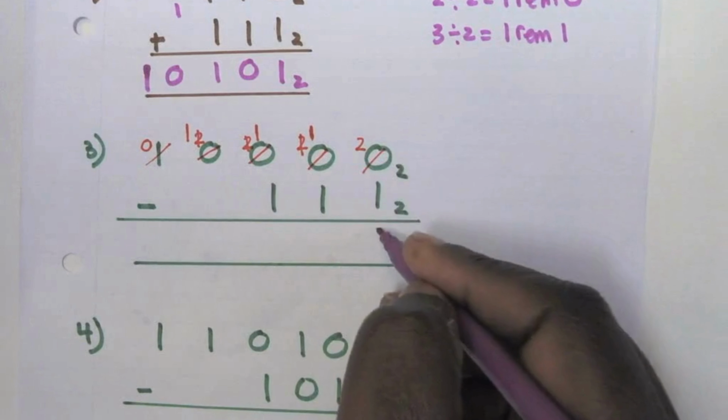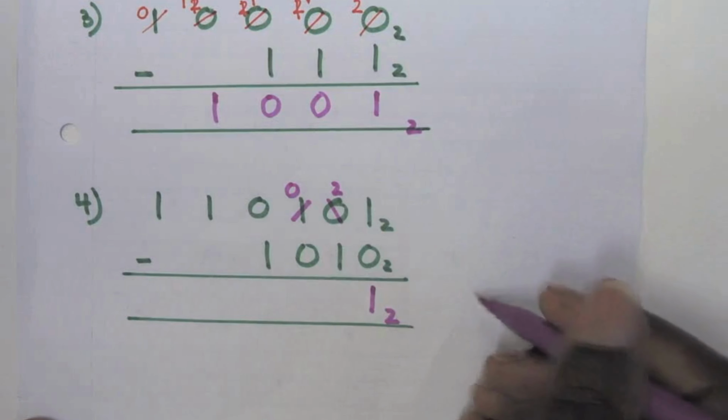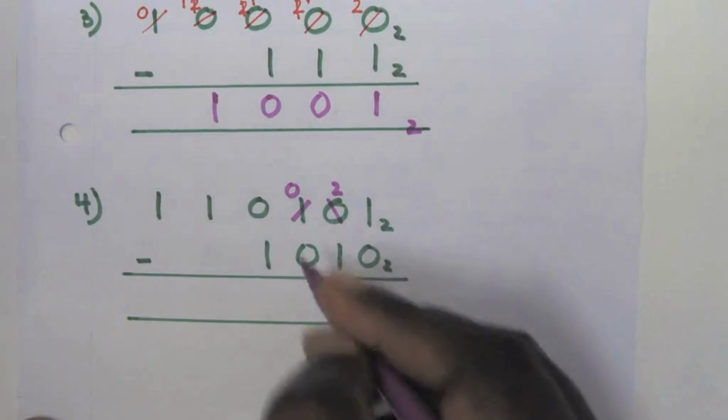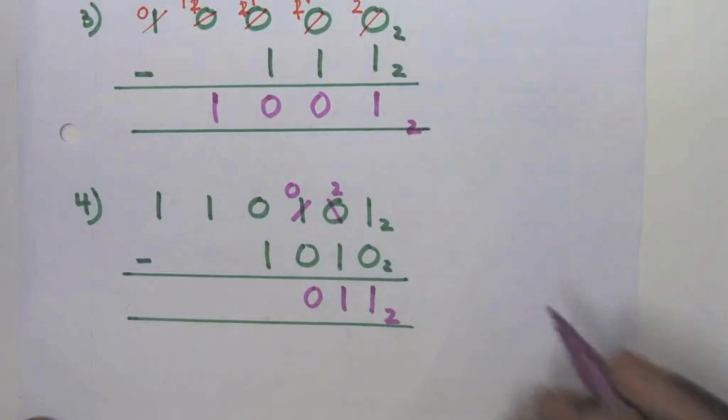If I move on to number 4, in number 4, if I subtract here, I'm going to get 1. But if I say 0 minus 1, I have to borrow. So if I borrow here, I'm going to be left with a 0. And this part is going to be 0 plus 2, because remember, I'm operating in base 2. When I subtract this part, I'm going to get 1. And if I subtract here, I'm going to get 0.